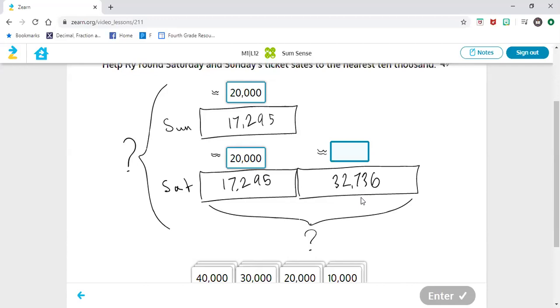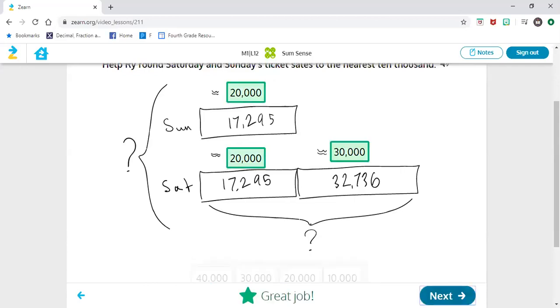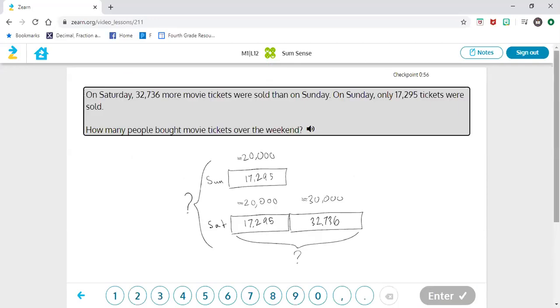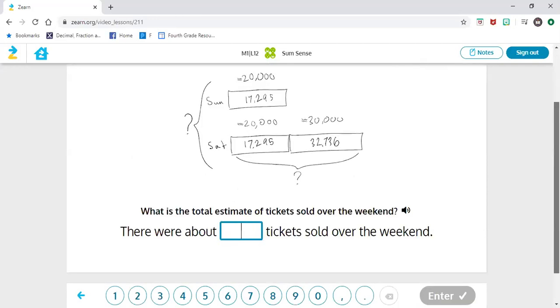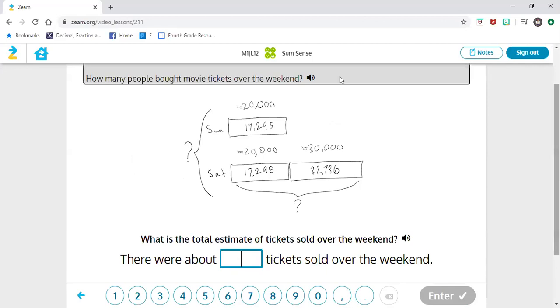How do we determine what that place value is going to do? Yes, by looking at the number directly behind it, the place value directly behind it. And we have the number 2 in that place value. So we have to remember 4, 3, 2, 1, that number stays the same. So 32,000 rounded is 30,000. All right, good job.